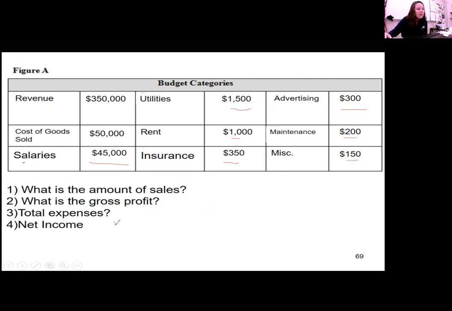Now, net income, that's your gross profit, which is what we found for number 2, minus your expenses. So gross profit minus expenses, that'll give you your net income. So you take what you got for gross profit for number 2, and then you subtract what you got for number 3, and that'll give you your net income, which is how much money you have left over each month.